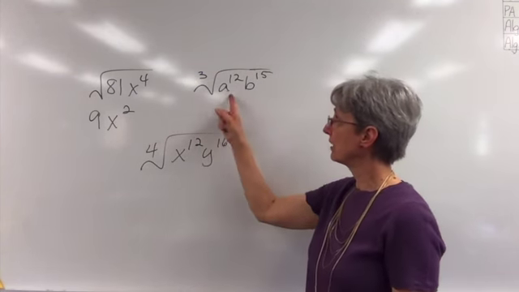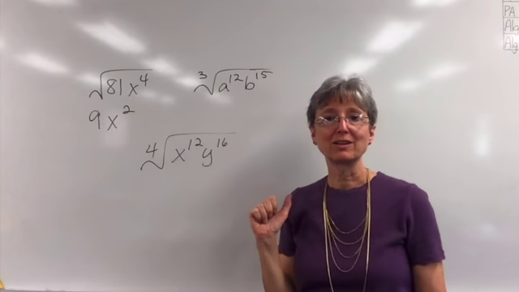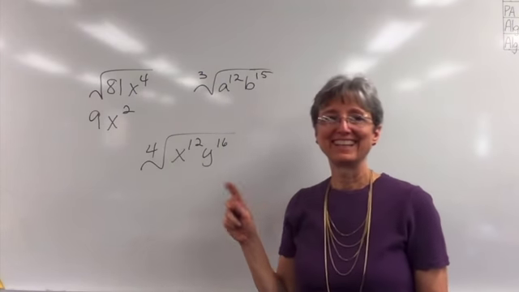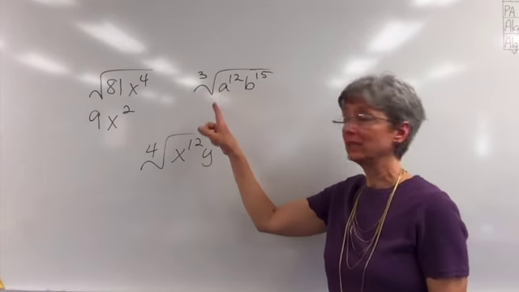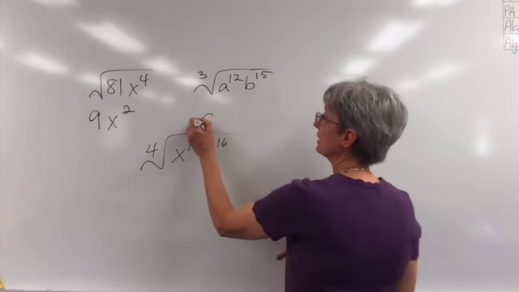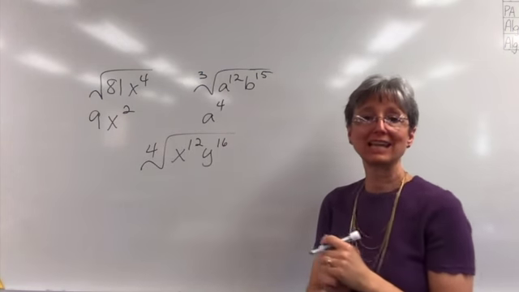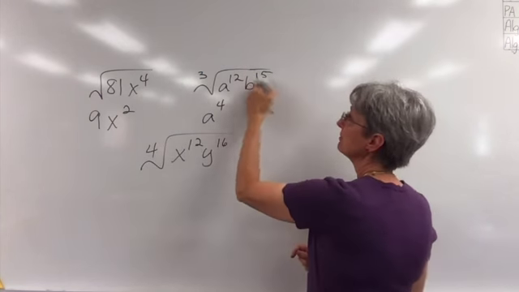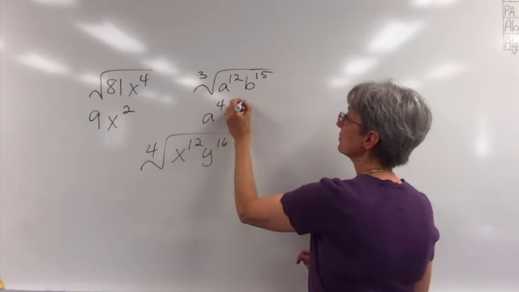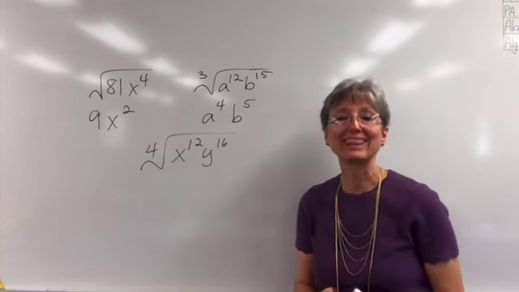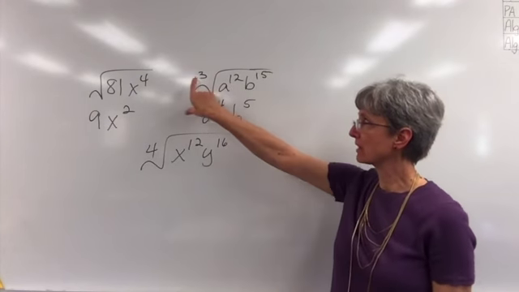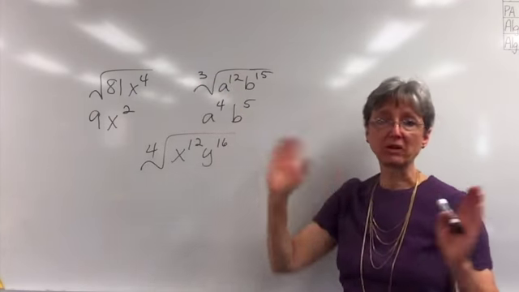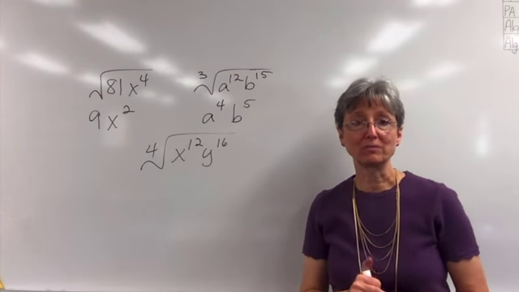Okay, cube root of a to the 12th, b to the 15th. Pause that if you need to, and then check. Okay, so divide these by 3. 12 divided by 3 is 4, so that becomes a to the power of 4. And 15 divided by 3 is 5, so that's b to the power of 5, and that is this radical simplified, a to the 4th, b to the 5th. This index is odd, I don't have to worry about an absolute value symbol at all.